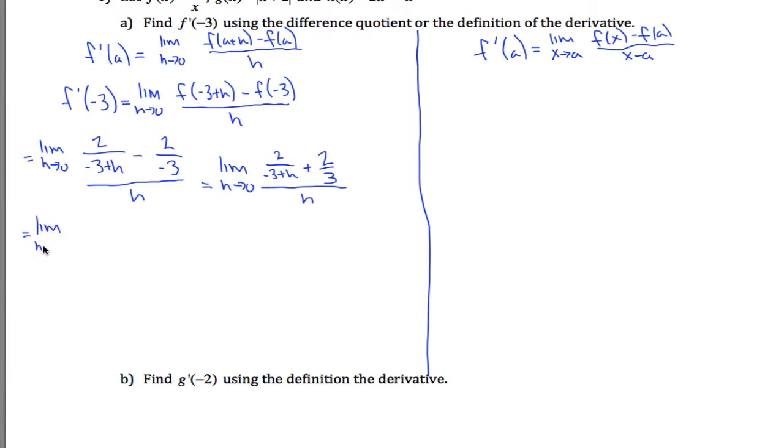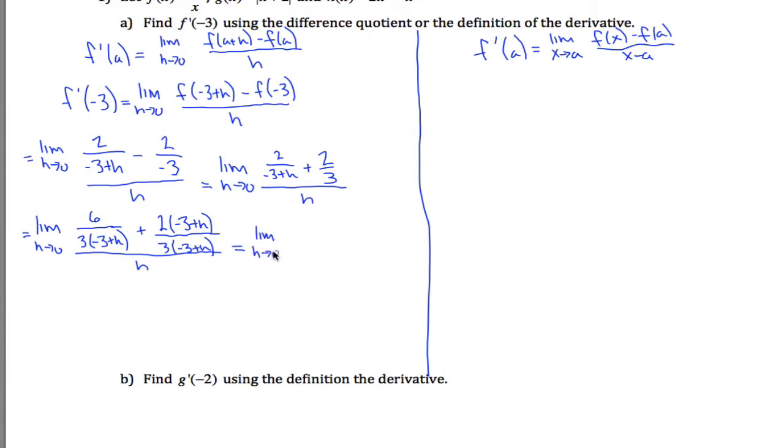So I've got the limit as h approaches 0 of, let's see, if I multiply this side by 3 over 3, I'll get 6 divided by 3 times negative 3 plus h. And if I multiply this side by negative 3 plus h divided by negative 3 plus h, on the top I'll have 2 times negative 3 plus h. And on the bottom I'll have that same denominator, 3 times negative 3 plus h. Keep in mind that that's all up in the numerator of your big fraction, which has a denominator of h.